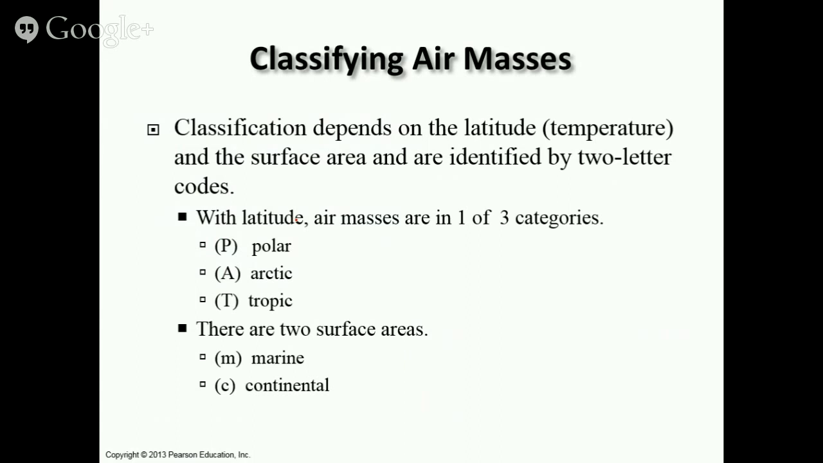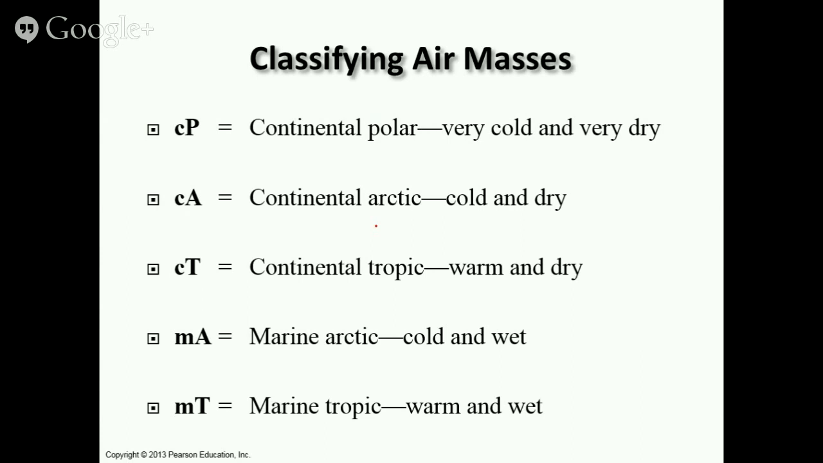Here's how we classify these. There are 5 symbols we need to understand. P, A, T, M, C: polar, Arctic, tropic are the uppercase, and then we have the 2 surface areas, maritime and continental. These are ideas we've got to put in certain combinations, and those combinations are expressed here. Not a difficult task, nothing overly technical. We have continental polar, continental Arctic, continental tropical, marine Arctic, marine tropical. Sometimes we'll call this maritime. This text happens to refer to that as marine, but do work on these types of combinations.